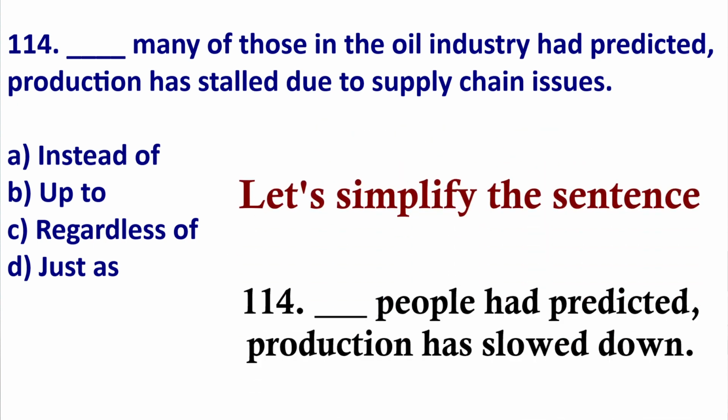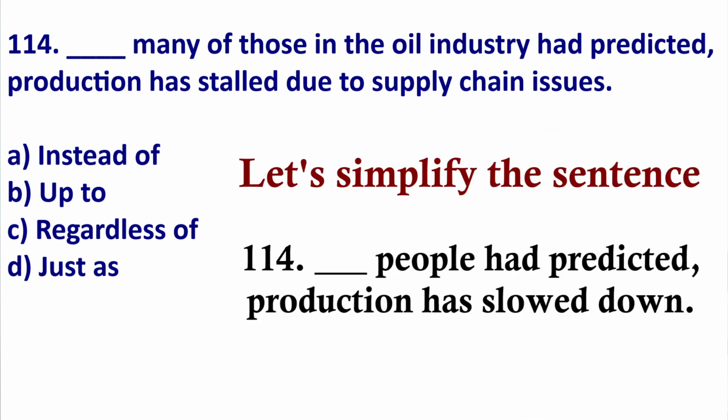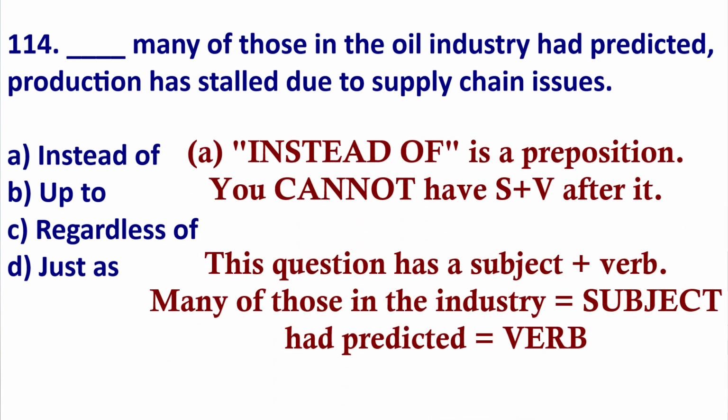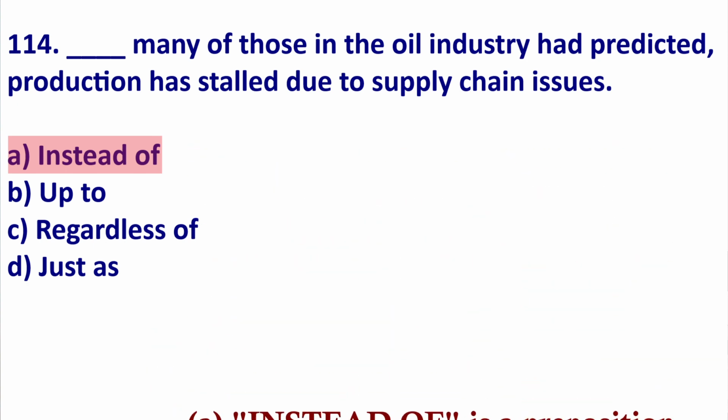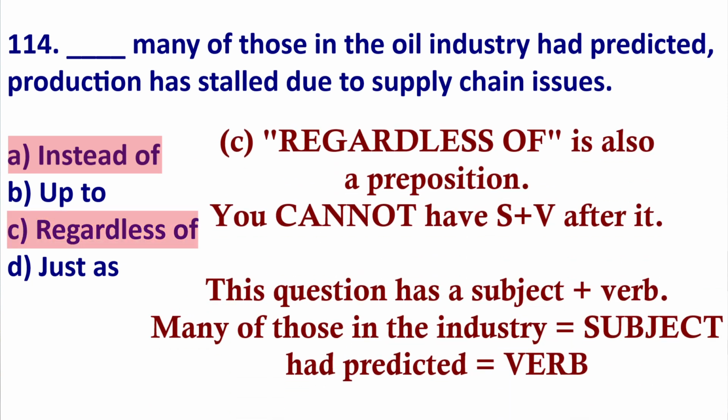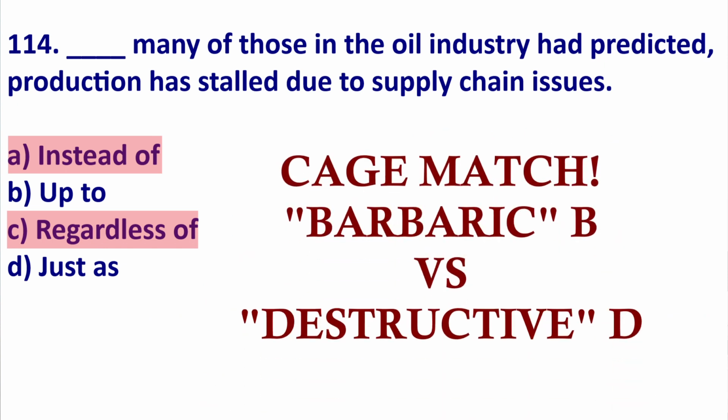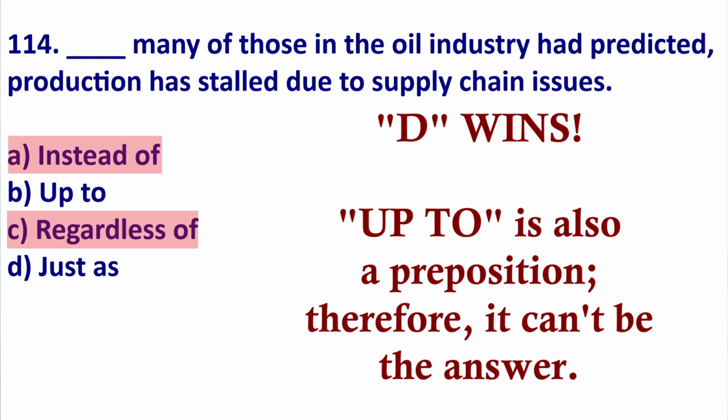So let's simplify this TOEIC sentence. Now we have blank, people in the industry had predicted, production has slowed down. Okay, so let's use grammar to get this answer. First off, instead of is a preposition. A preposition cannot be followed by subject plus verb. We have a subject and verb: people in the industry had predicted. Therefore, remove instead of. Next, remove regardless of. It is also a preposition, so it cannot be followed by subject plus verb. Now we have B and D. Well, the answer is B.